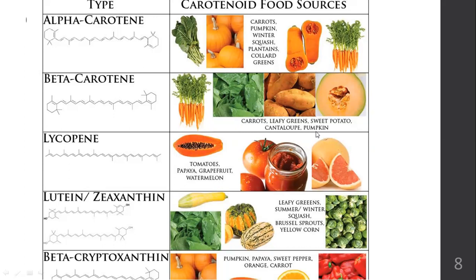They are antioxidants as well. Carotenoids have an antioxidant property. Just be aware of these names: alpha carotene, beta carotene. If you know beta carotene, you will definitely know that there can be an alpha carotene as well. Lycopene, lutein, and zeaxanthin are important for retinal health. Lutein and zeaxanthin are important for your vision. Okay, they are found in leafy greens, squashes, Brussels sprouts, yellow corn. Okay, lutein and zeaxanthin are rich in these food items.